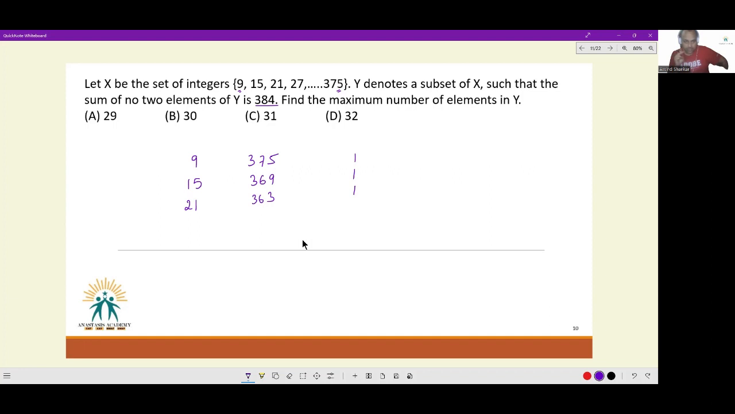The challenge is to identify where exactly this stops. Of course, I don't want to go down the path of writing everything down. I don't want to list out all the pairs because the number of numbers is going to be immense. But in order to identify the middle term, all I have to do is take the summation of the first term and the last term divided by 2. First term and last term add up to 384. So half of that is 192.